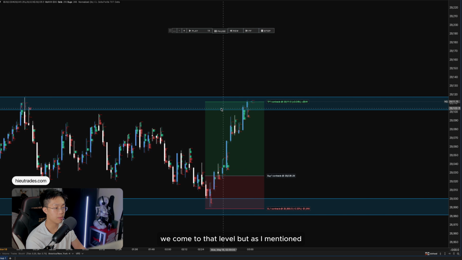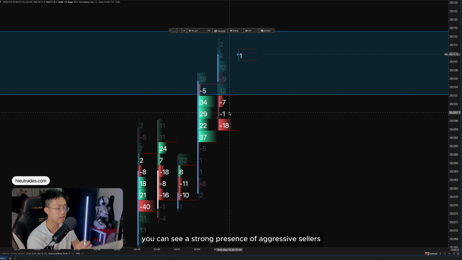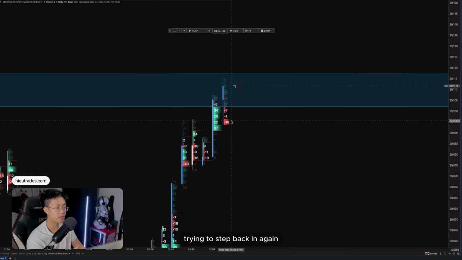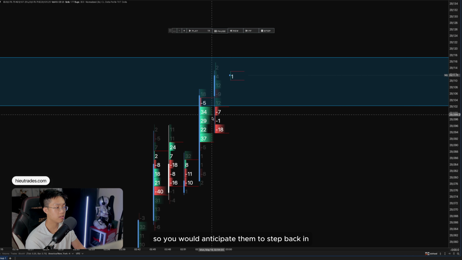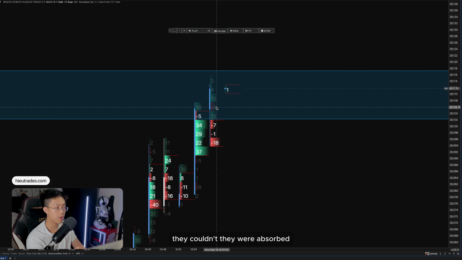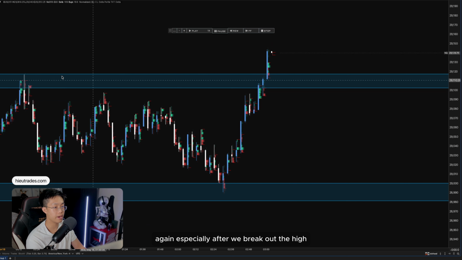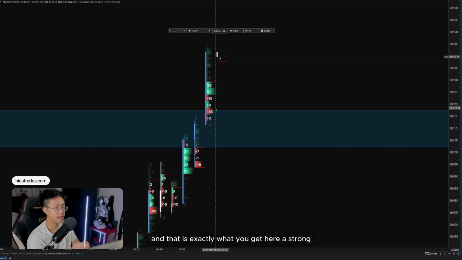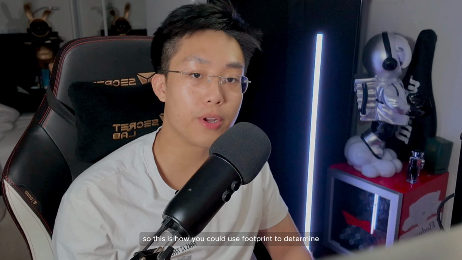And as you can see here, we come to that level. But as I mentioned, as we approach the range high, you can see a strong presence of aggressive sellers trying to step back in again because there's a resistance level, right? It was previously a level where sellers took control. So you would anticipate them to step back in. They couldn't, they were absorbed. And you could anticipate price to continue higher again, especially after we break out the high. And that is exactly what you get here. A strong candle with buying initiation and selling absorption. And we take out the range high. So this is how you could use footprint to determine between a fake or genuine manipulation and breakout.